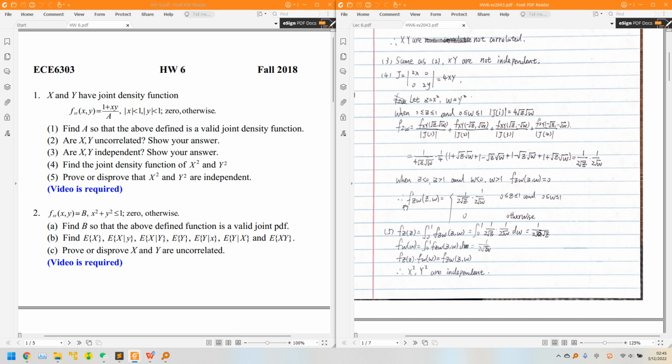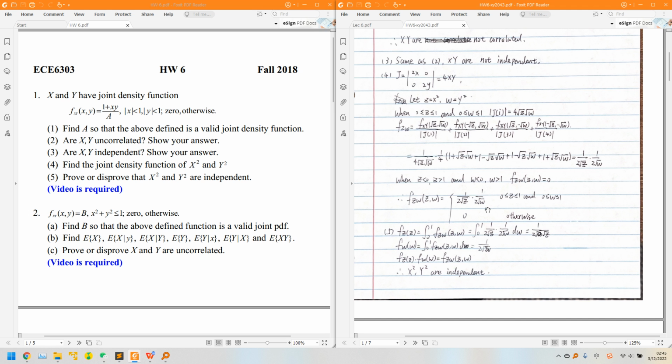So to sum up, the density function of x squared and y squared is 1 over 2 times the square root of z, times 1 over 2 times the square root of w.